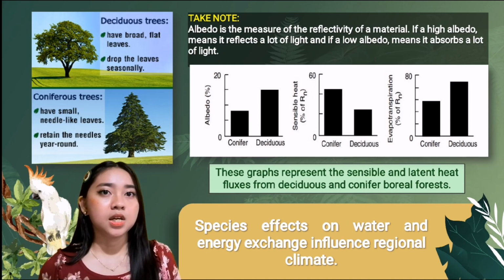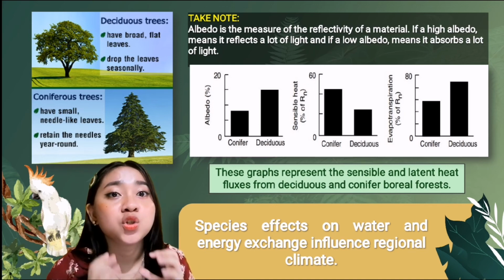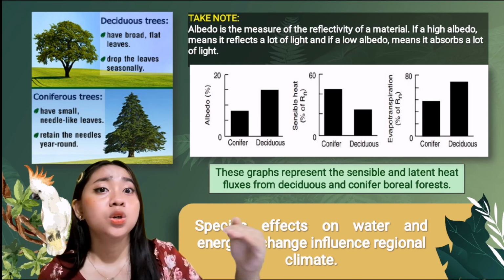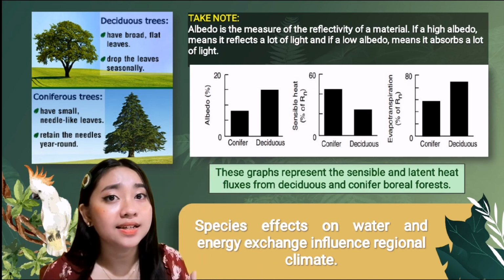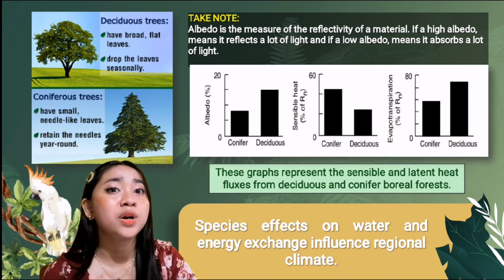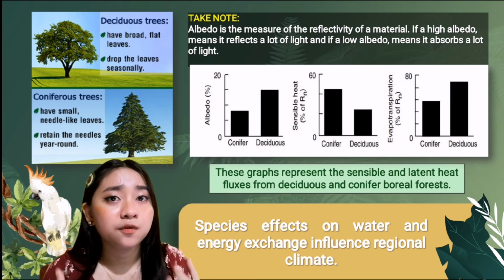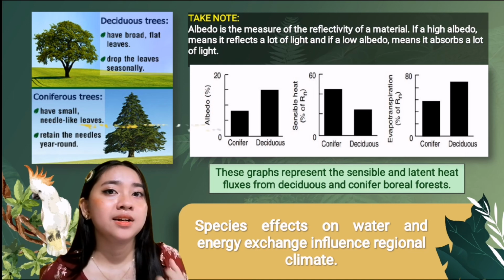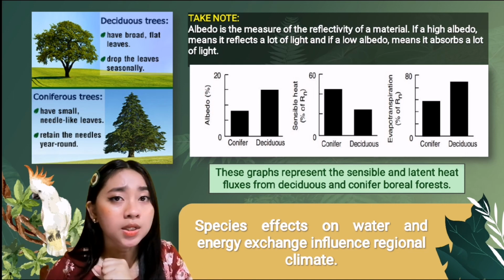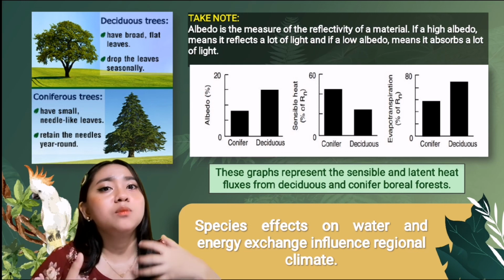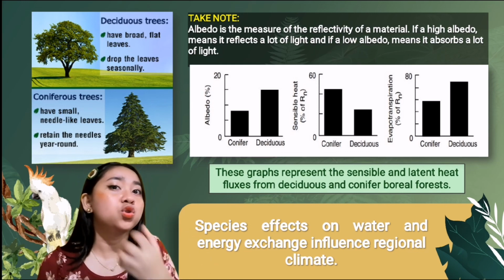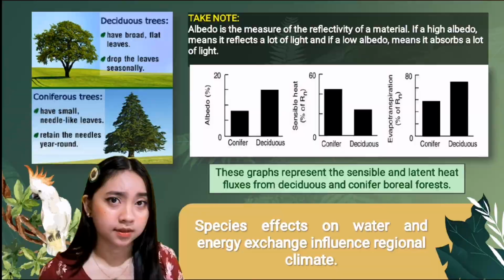In contrast, deciduous forests absorb less energy due to their high albedo, which means they reflect a lot of light, and transmit more of this energy to the atmosphere as latent rather than sensible heat, resulting in less immediate warming of the atmosphere and more moisture available to support precipitation.